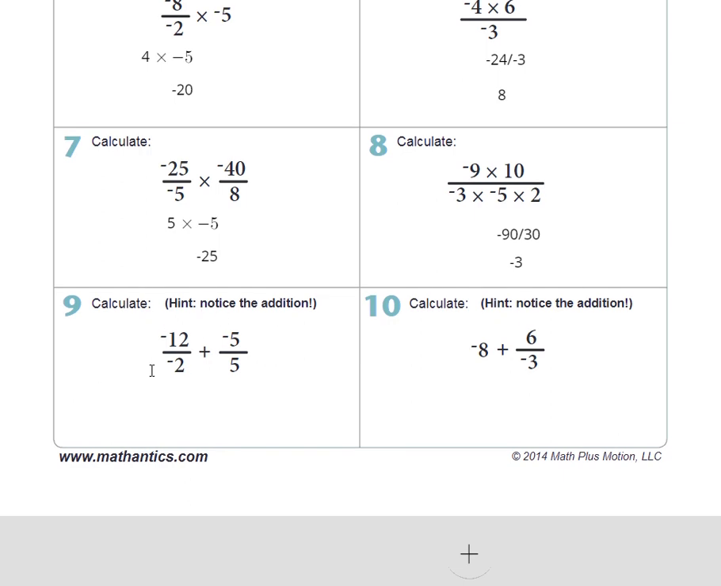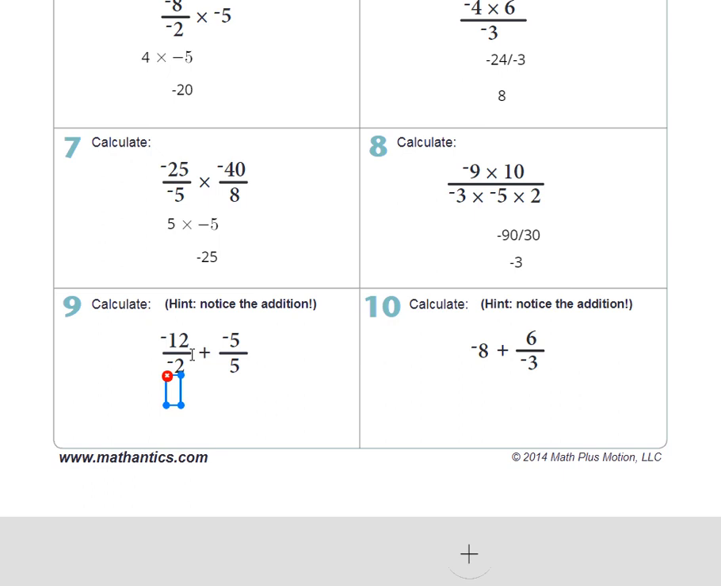This one, you can't count the negatives and predict because you've also got addition in the problem. Same thing with number 10. So counting the negatives in the problem isn't going to work when you have addition in there as well. So we're just going to simplify each part.